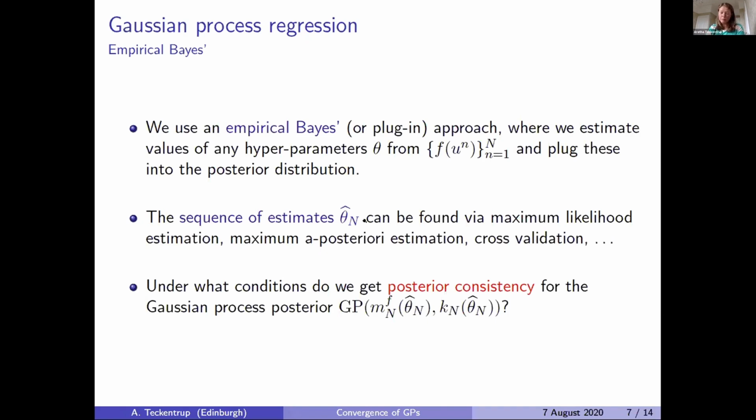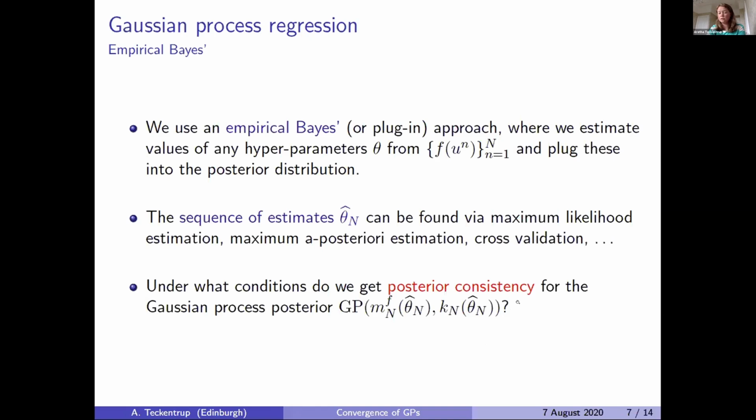Okay. The way that you estimate them doesn't really matter for the analysis that I'm going to show you. There's very many different ways that you can do it. You can do maximum likelihood, maximum a posteriori estimation, or something like cross-validation. All of that is valid, and all of that could be used. And as I said, the results that I'm going to show you are independent of how you actually compute these estimates.